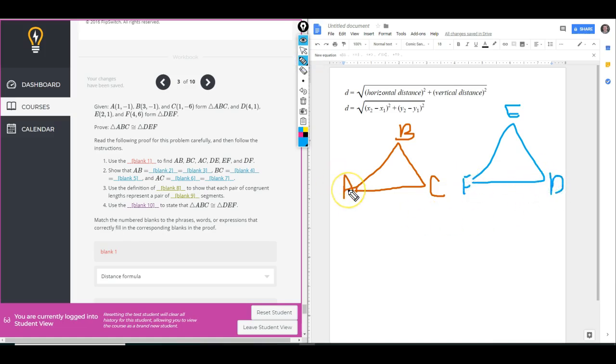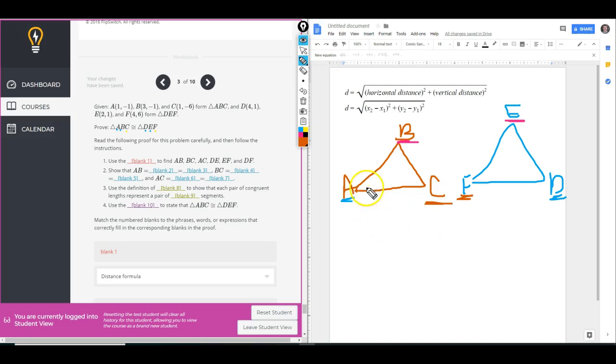Just because A starts here, it does not mean that it is corresponding to whichever label is listed in that position right there. Because A is the first label in this triangle, it's going to correspond to the first label or the first point in the next triangle. So A actually corresponds to point D. Point B corresponds to point E. And point C corresponds to point F. So C and F correspond with each other.